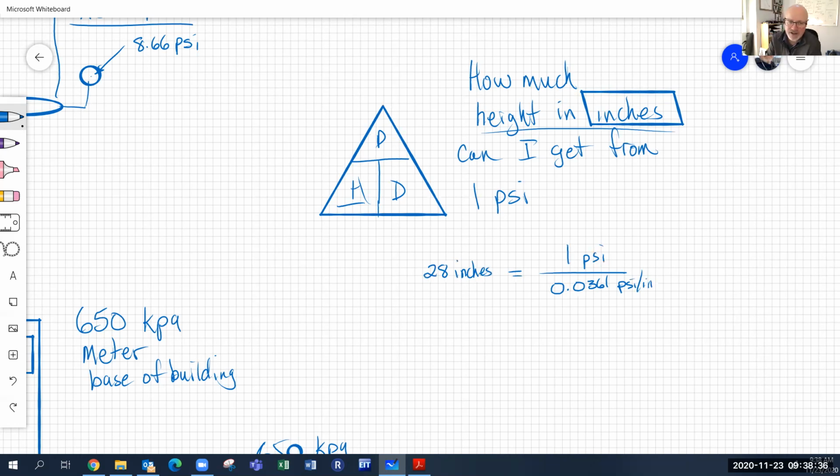So there's another standard number: 28 inches of water will exert a pressure of 1 PSI as well.